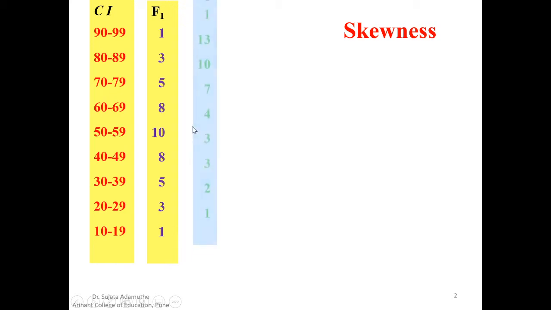Then we will see the frequencies of the second group. The frequency here is concentrated as 13 for the 80 to 89 class interval. That means the other frequencies are reduced in this manner: 10, 7, 4, 3, 1. But here only one frequency is there.